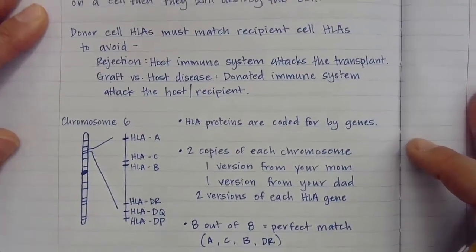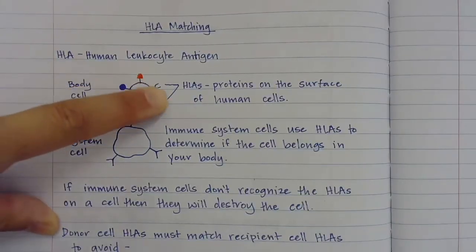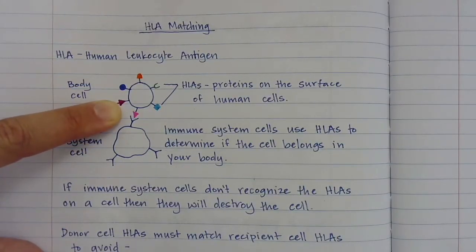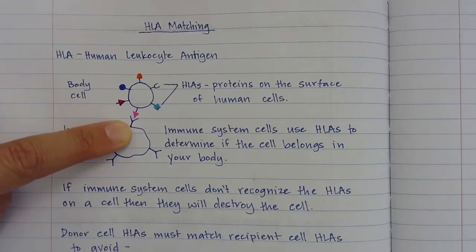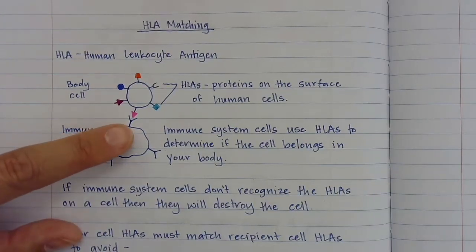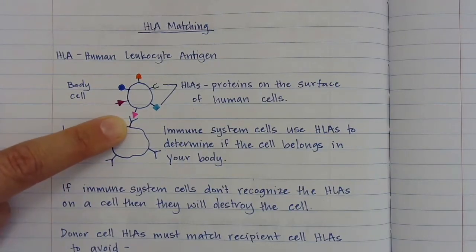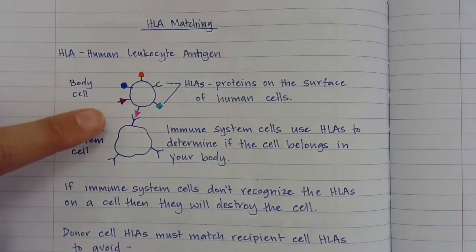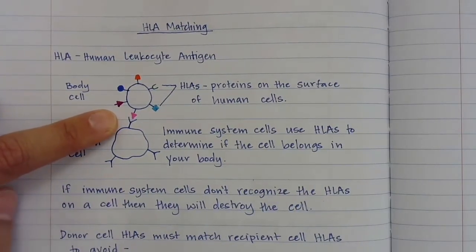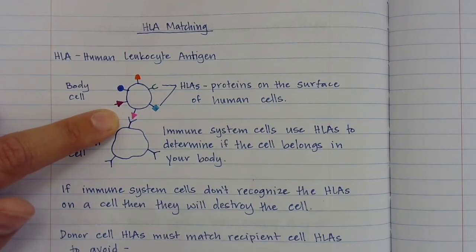So when we take a look at what we're trying to match here, we're trying to match these proteins, which are antigens, with the receptors that your immune system cells have. Because your immune system cells are able to identify your body as belonging, they're going to always recognize the HLAs for your body. Now, this is similar to blood typing, but because there are so many more versions of these HLA proteins, blood matching is actually a lot easier to do.